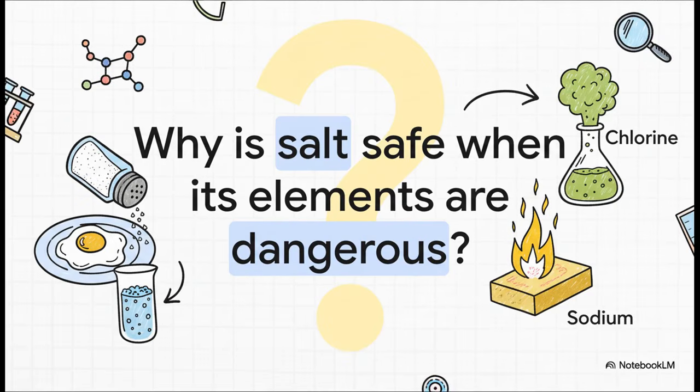And before I let you go, here's a little something to think about. We eat table salt, or sodium chloride, every single day, right? But it's made of sodium, a metal that literally explodes if you put it in water, and chlorine, which is a poisonous gas. So why can we safely sprinkle the compound on our food? Think about it. It's the perfect final proof of everything we just learned.